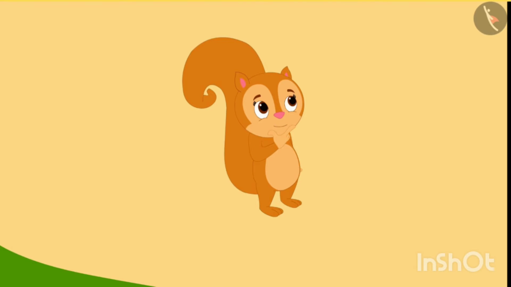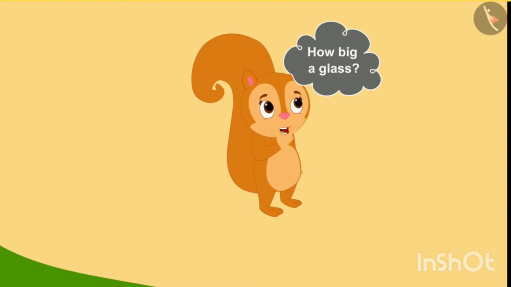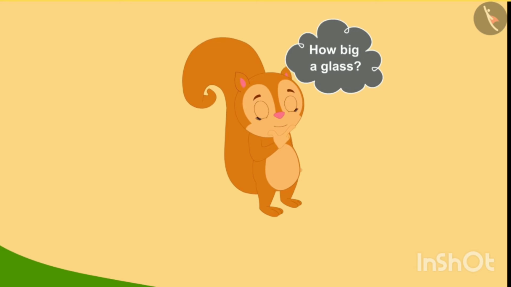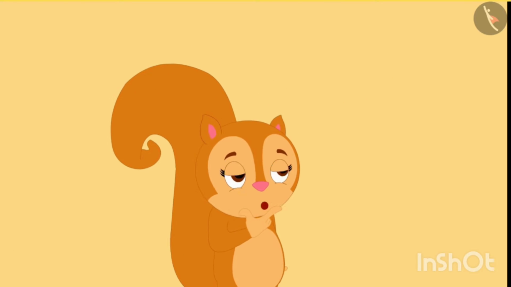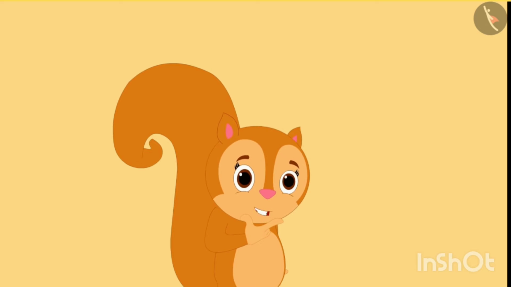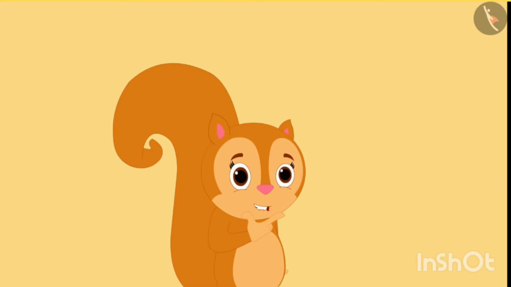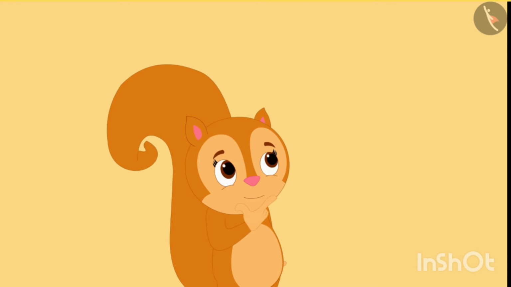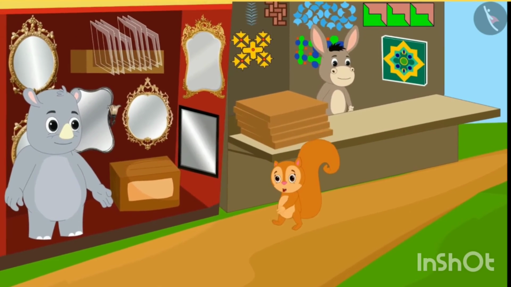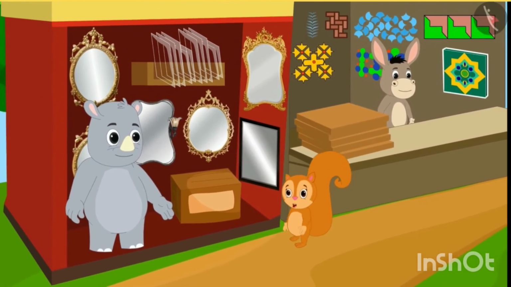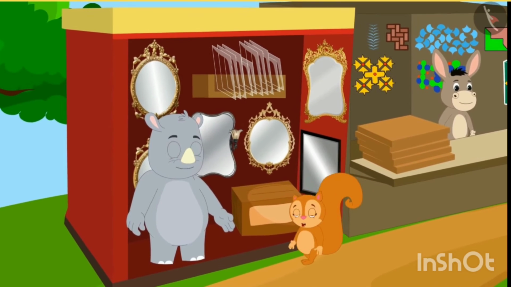Oh no! I came to buy the glass, but I don't know how big a glass I need. If I can find the area of the glass in some way, then it'll be easier for me to buy the glass, thought Chanda. While thinking this, Chanda reached Gaggu's mirror shop.